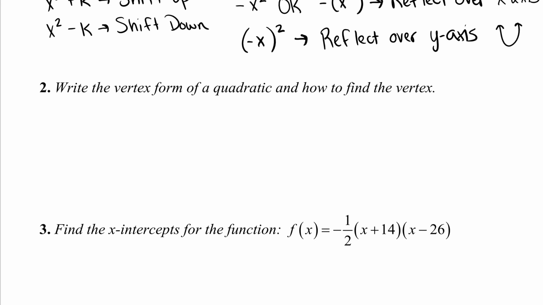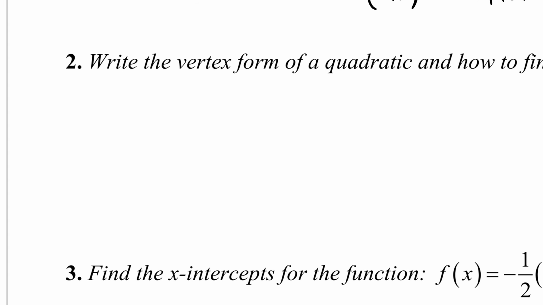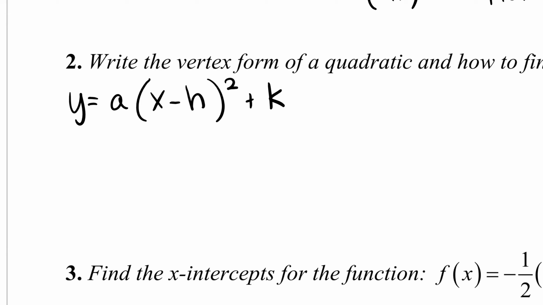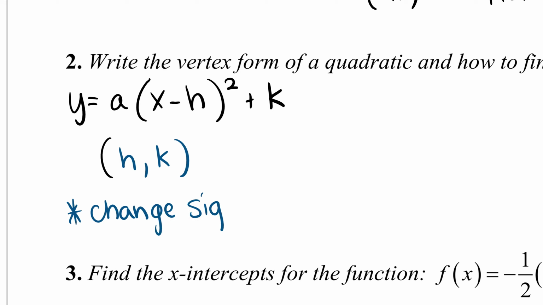Alright, 2. Write the vertex form of a quadratic and how to find the vertex. So the vertex form is y = a(x - h)^2 + k. And then to find the vertex, I would simply do (h, k), and I have to remember to change the sign of h. Okay? So that's a y equals quadratic. I mean, that's a function, right?